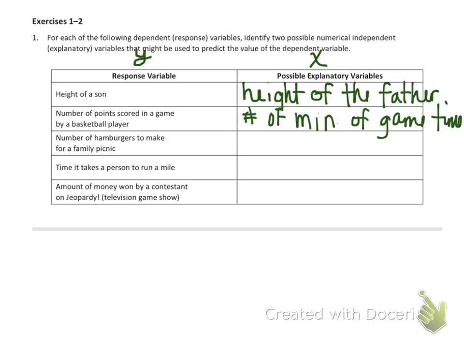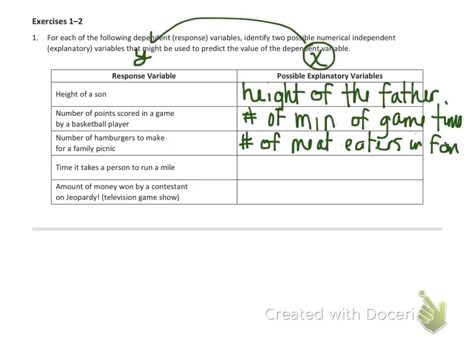Number of hamburgers to make for a family picnic. Okay, so what could be used to predict that? Maybe the number of meat eaters in the family. Okay. So remember, our goal here is always prediction: from my X variable, if I have a value for that, how can I predict the Y? Okay, so look at the next 2 on your own, maybe pause and then come back and we'll talk about them.